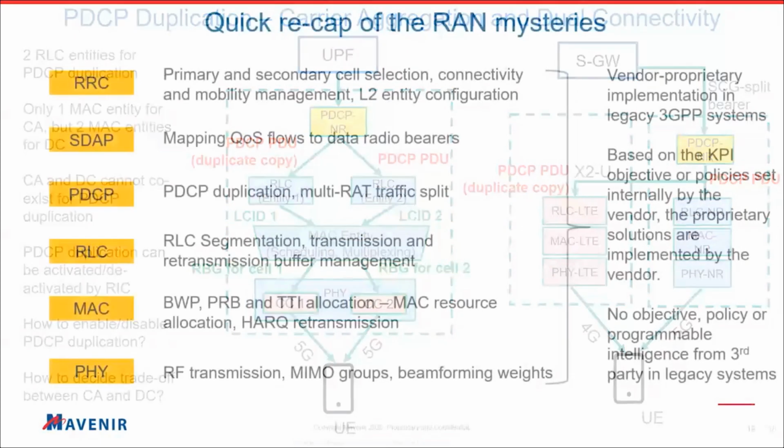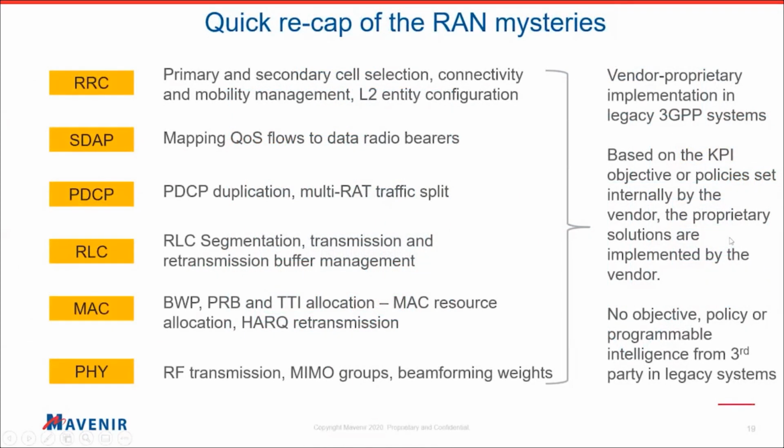So finally, we were able to see a lot of these mysteries: RRC, selection of primary and secondary cells, QoS to data radio bearer mapping, PDCP duplication, segmentation, resource allocation, MIMO configuration. These are all functionalities, but these are all implemented in a vendor proprietary way in 3GPP. There is no means of configuring these things by the operator, and there is no means of having third-party solutions reflected in the vendor systems. This is how legacy systems have been implemented.